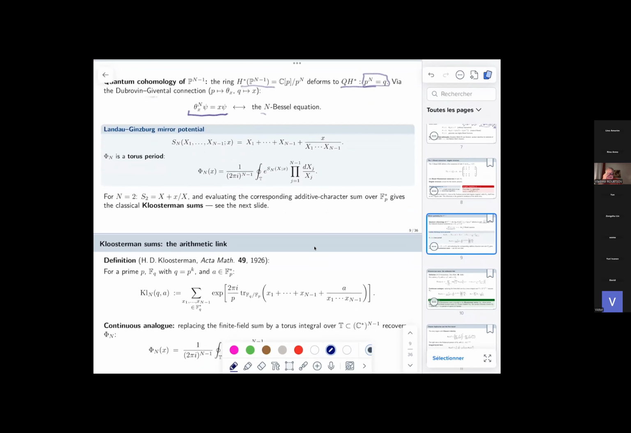So the first interesting example: if I take the Landau-Ginzburg polynomial, which depends on parameter small x and n-1 variables big X, then the solution of this equation can be written as this oscillatory type integral, exponential of S_n with toric measure like this, integrated over a one-dimensional torus with this coefficient.